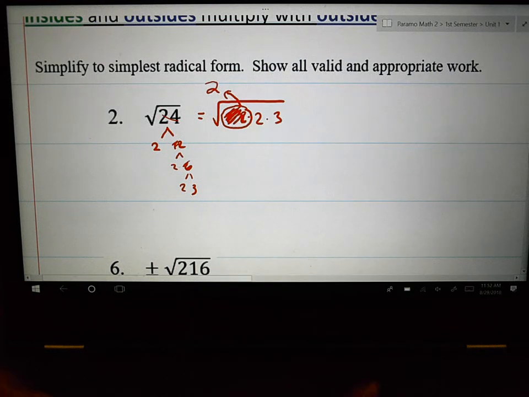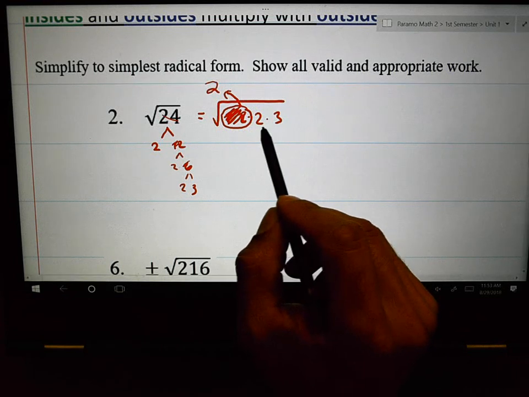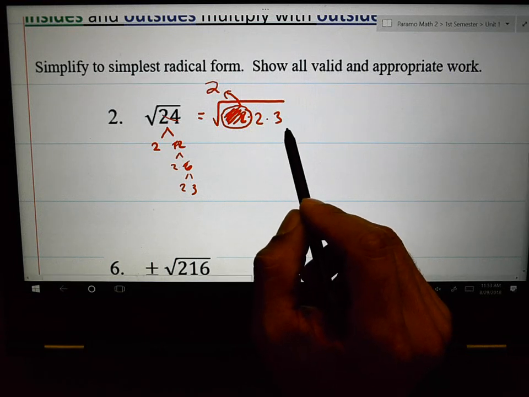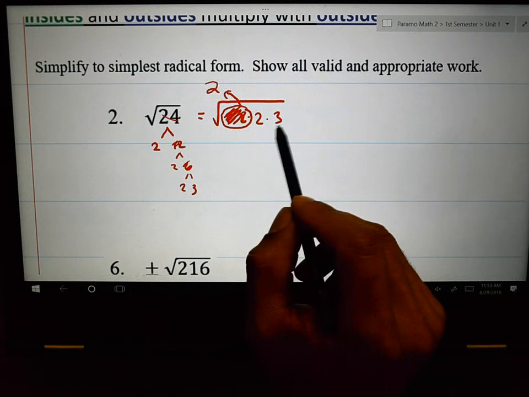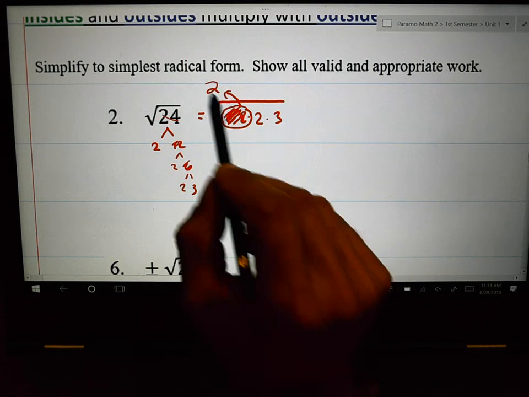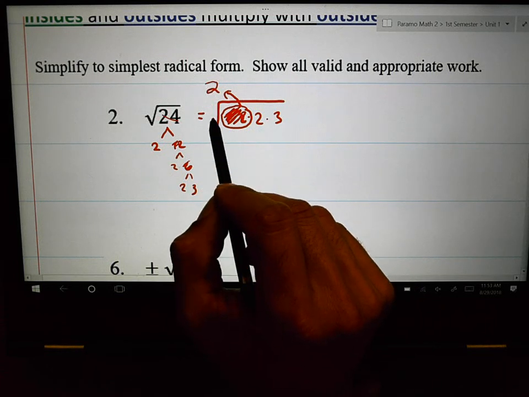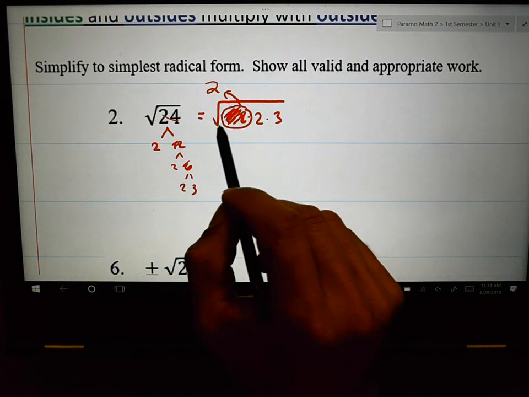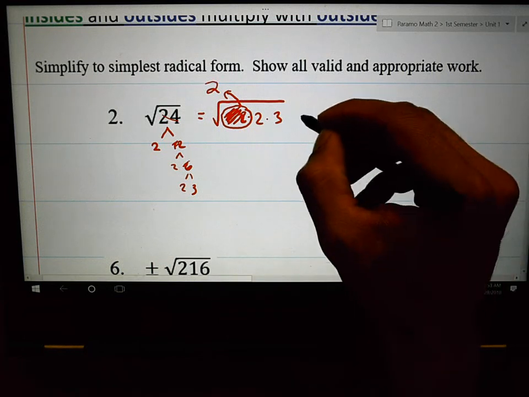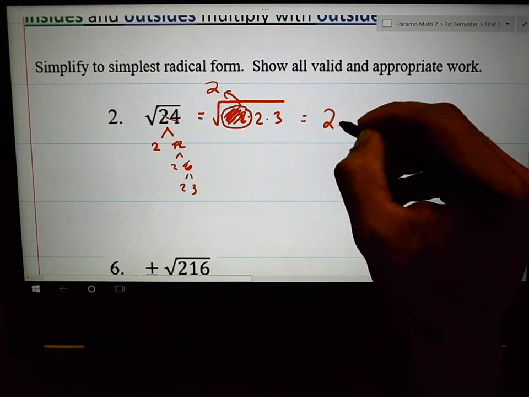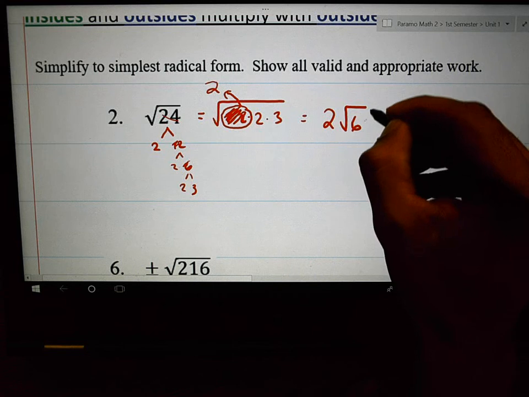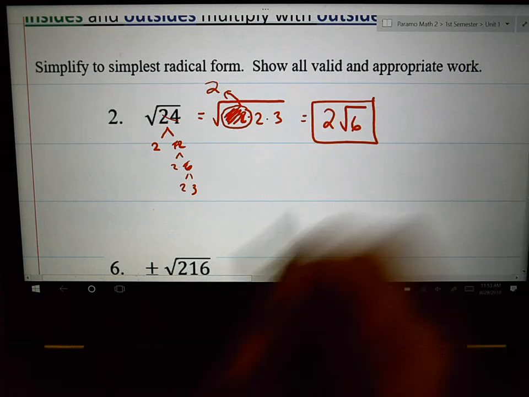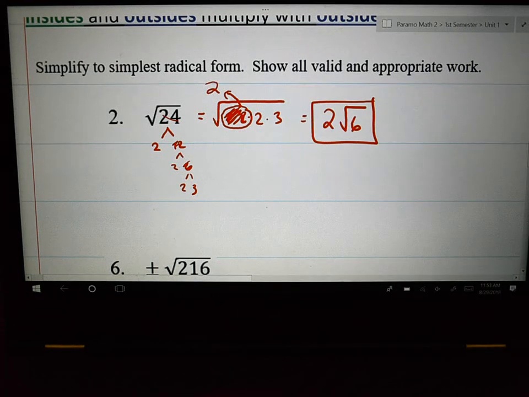There's one group that has made it out. You do not write both of them. You write a single number. Now this 2 and this 3, they do not have a pair, so we put them back together. The 2 that's on the outside is going to multiply the radical 2 times 3. So my final answer is 2 root 6. And that's how you're going to simplify them.